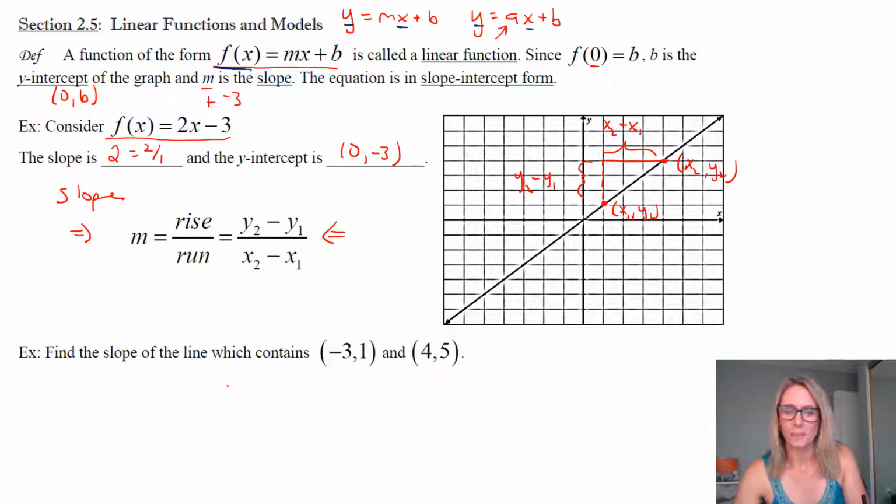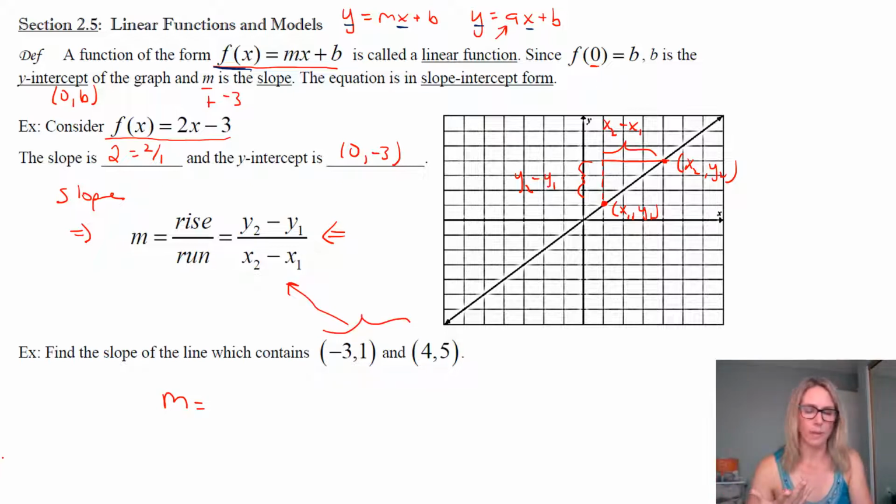Most students will know this already from their algebra days, but let's take a look at an example. Find the slope of the line which contains the two points (-3, 1) and (4, 5). If you want, you can take a moment. You're just going to be using the formula that you see right here, so you could do that and then unpause and see if you get it right.